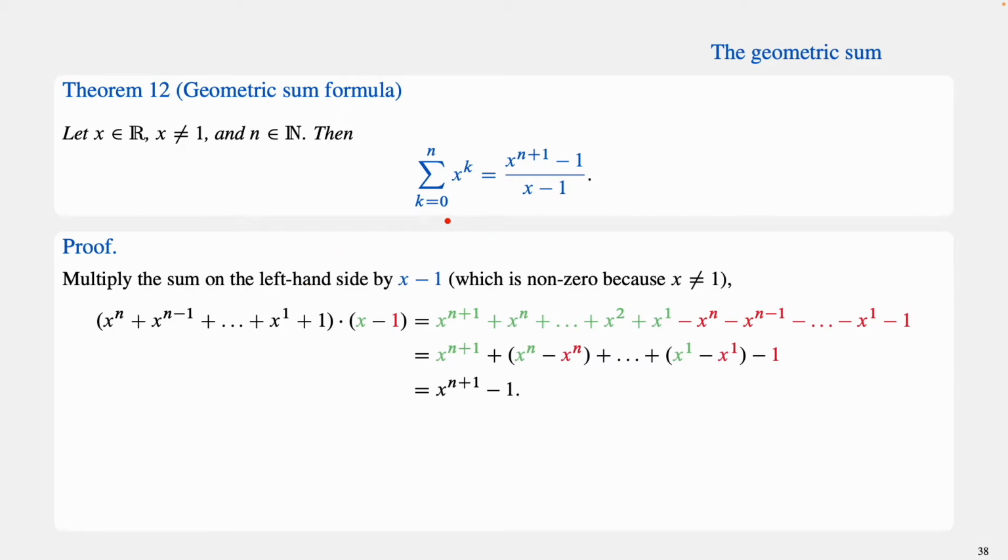We multiply the left-hand side of this formula by x minus 1. And of course, our goal is to obtain the numerator on the right-hand side then. We can do that because x is not equal to 1, so we're not multiplying by 0. And this is written out, this sum here. So it's x to the power of n plus x to the power of n minus 1 plus ... plus x plus 1, times x minus 1.